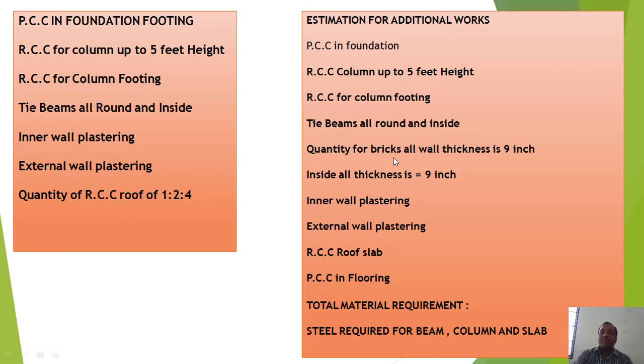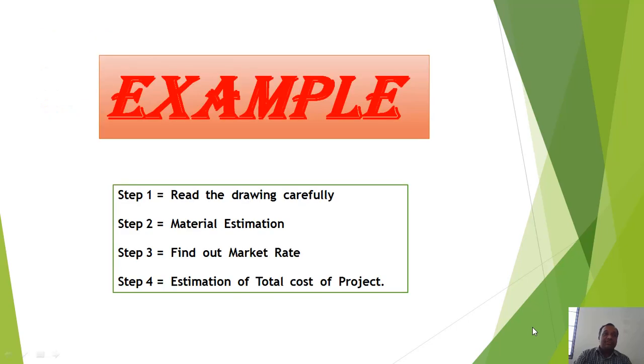Quantity of brick wall, all walls are 9-inch thick, inside walls are also 9-inch thick, inner wall plastering, external wall plastering, RCC roof slab, PCC flooring, total material requirement and steel requirement for beam, column and slab footing. So I am taking the example.